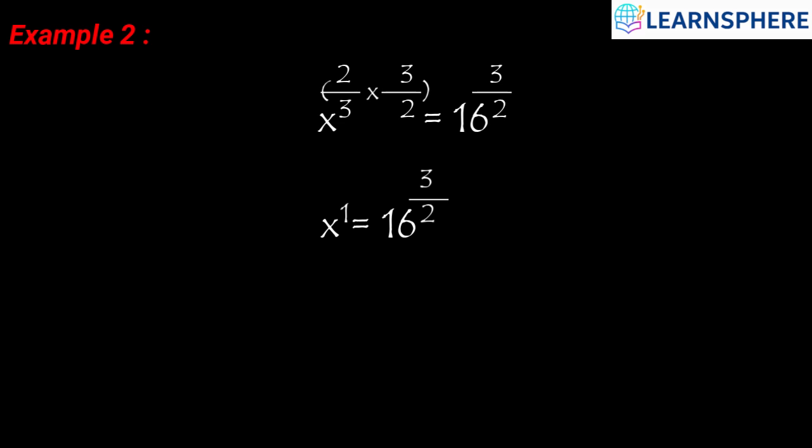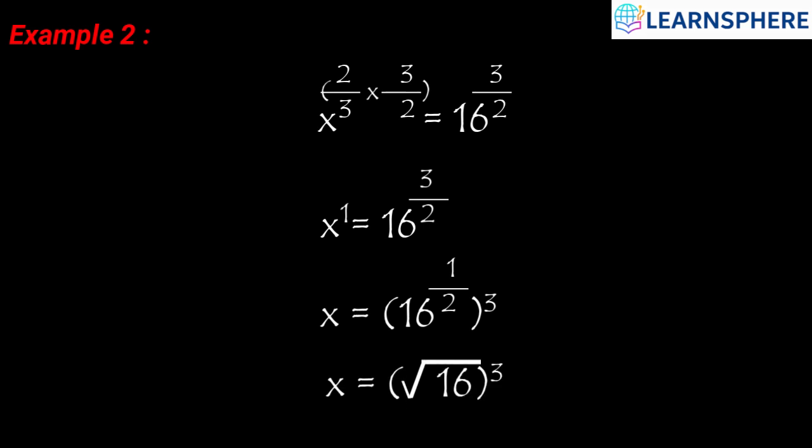Then we will have x, where 16 to the power of 3 over 2 can be converted as 16 to the power of half raised to the power of 3, which simply means the square root of 16 cubed. The square root of 16 is 4, and it will be raised to the power of 3, which will give us the answer of x equals 64.